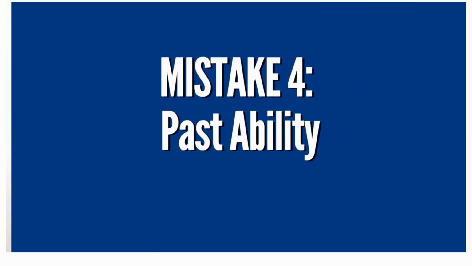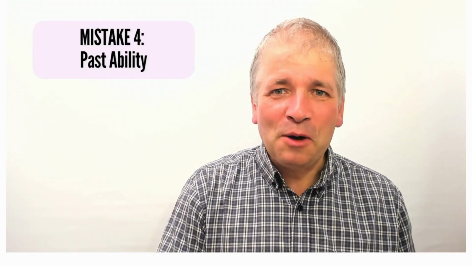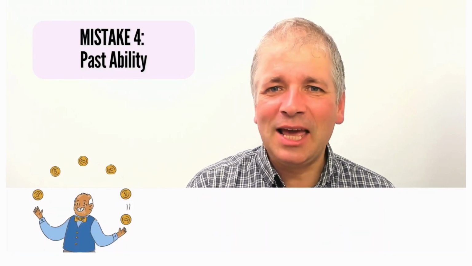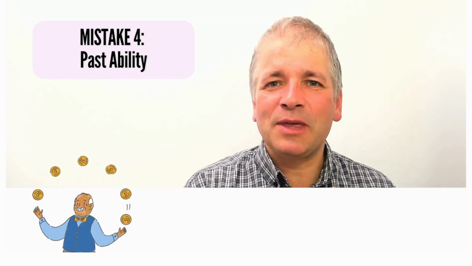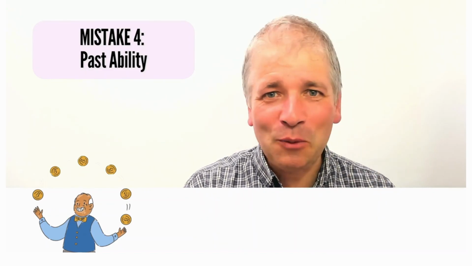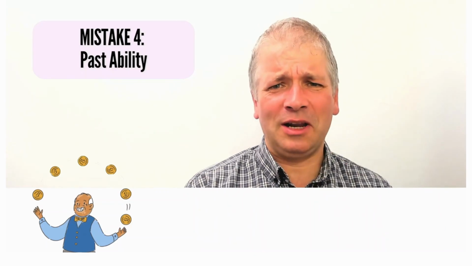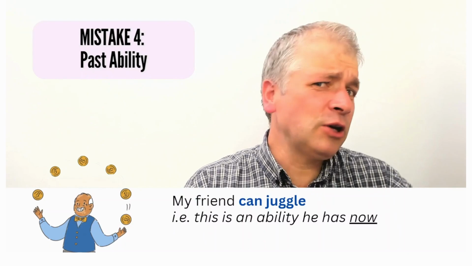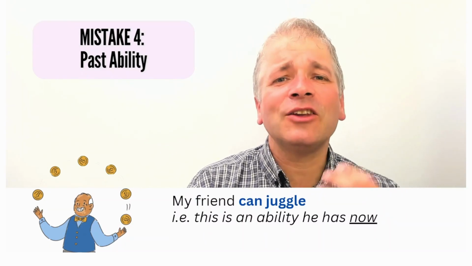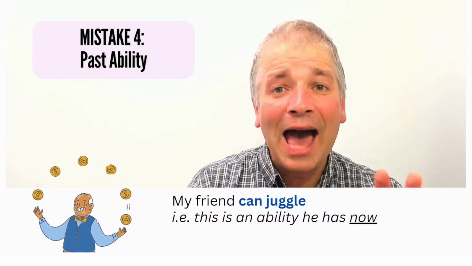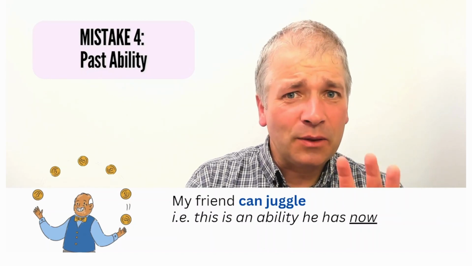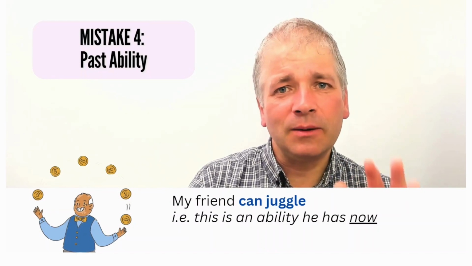Okay, on to mistake 4, and this is to do with past ability. And this is such an easy mistake to make, but we're going to get it right today. So past ability, let's look at this man here. What's he doing? He is doing something which in English we call juggling. Do you know anyone like that? Very impressive. He's got 6 different balls he's juggling here. So I could say this. My friend can juggle. So I use the word can for an ability that someone has now. This is an ability he has now.